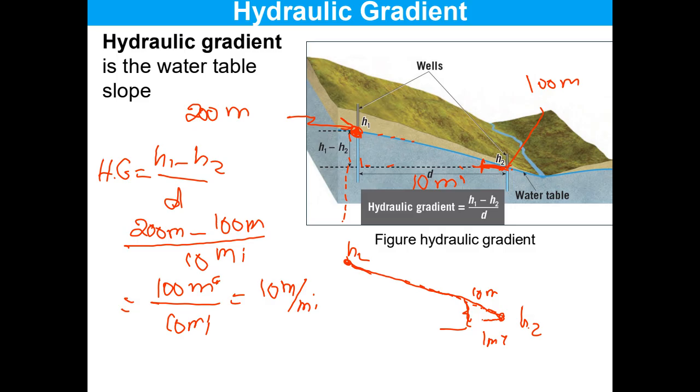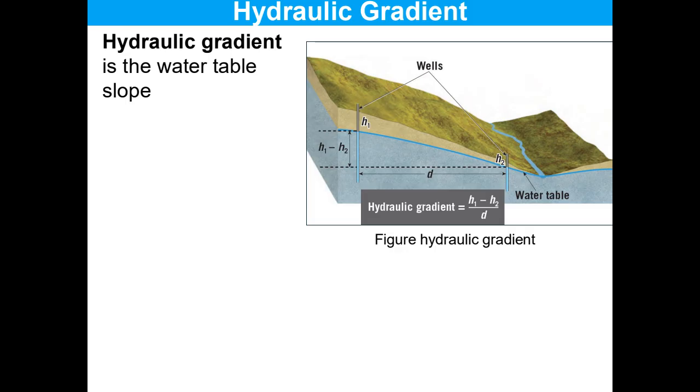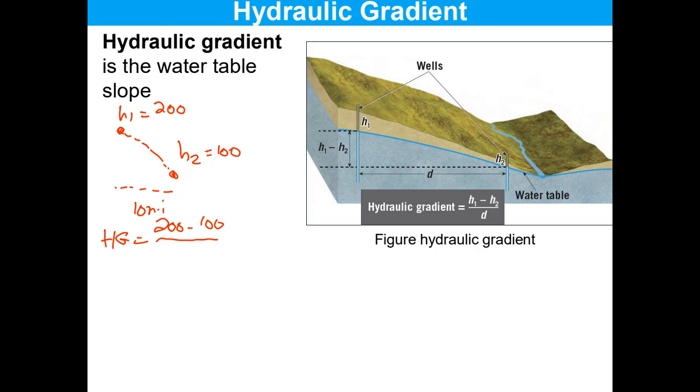Meaning, if you have, let's say, for example, H1, H2, distance here, for example, is, let's say, 10 miles. So I'm going to use the same example. I'm going to put 200 here. I'm going to put 100 here. So the hydraulic gradient, using the equation, would be 200 minus 100 divided by 10. That will give me 10 meter, I'm sorry, 10 meter per mile.